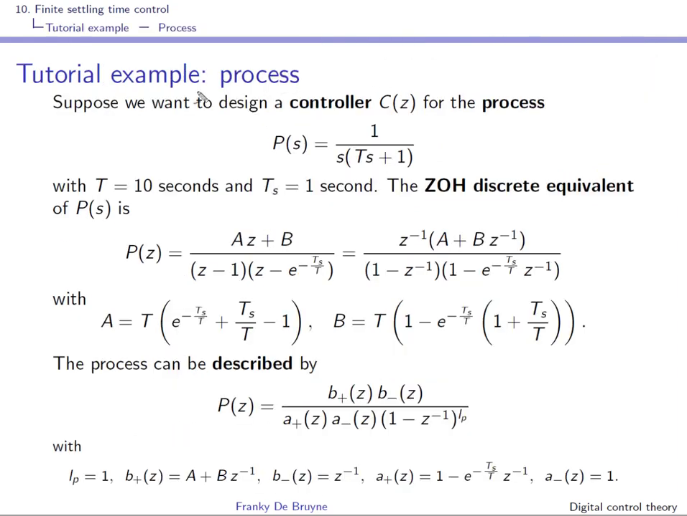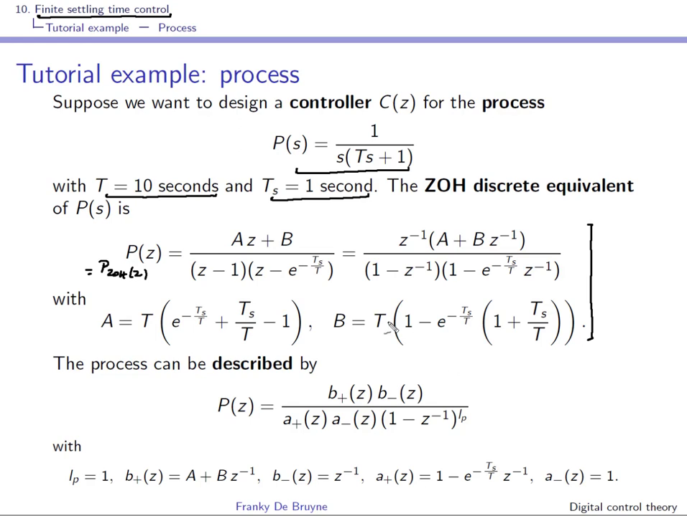Let us come back to our tutorial example. We still have the same process with time constant 10 seconds, and we want to design a finite settling time controller with a sampling interval of 1 second. So this is direct digital design, so we need to take into account the zero order hold mechanism, right? So this one is equal to the zero order hold discrete equivalent description of this process. We have obtained it in the previous slides.